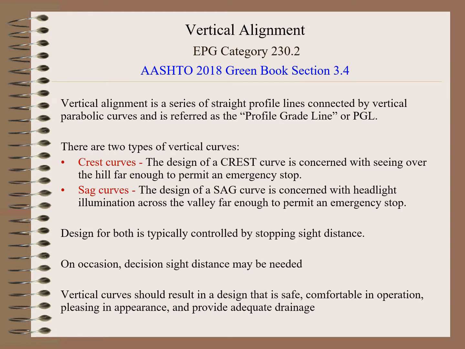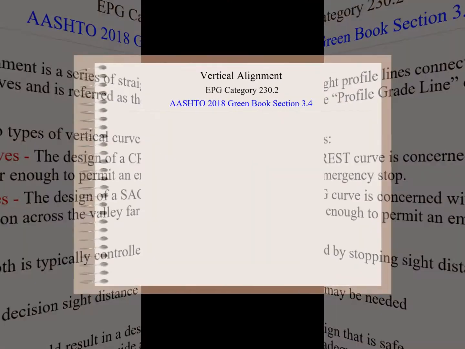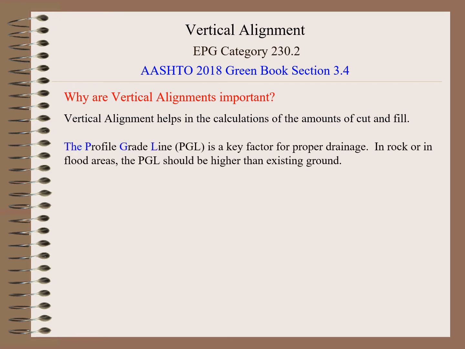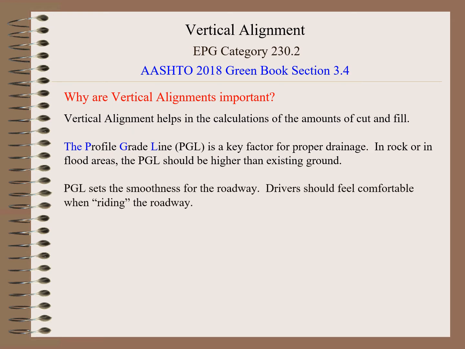Vertical curves should result in a design that is safe, comfortable in operation, pleasing in appearance, and provide adequate drainage. Why are vertical alignments important? Vertical alignments help in the calculation of amounts of cut and fill. The profile grade line is the key factor in proper drainage. In rock or in flood areas, the PGL should be higher than the existing ground. The PGL sets the smoothness for the roadway. Drivers should feel comfortable when riding the roadway.